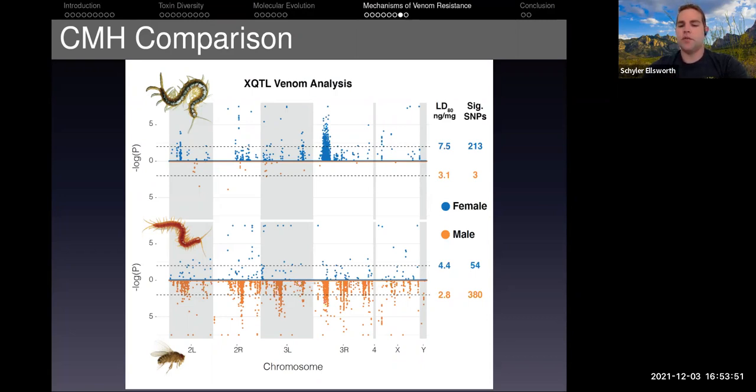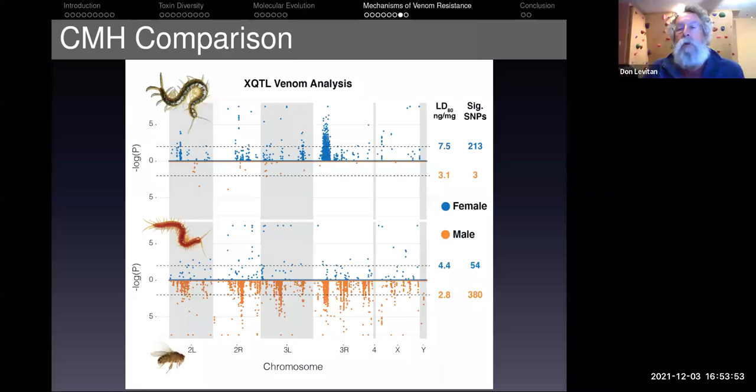So do you think it's worth focusing on those proteins that seem to be selected in both males and females as being more promising?